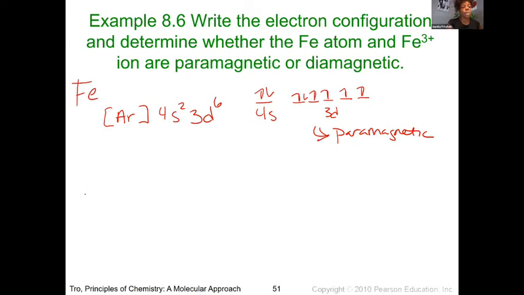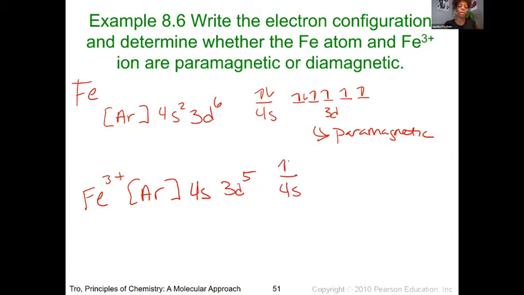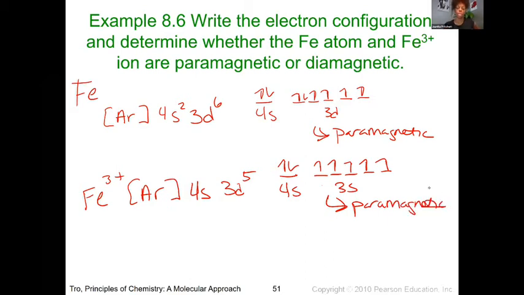For the iron 3+ example, we start off with the same thing, argon, but now we've lost the two electrons in the s orbital, and we're losing one from our d orbital. If you look at the orbital diagram, you can see that in fact you still have unpaired spins. So this also would be paramagnetic. In both of these cases, we would expect them to have that attraction to the magnetic field.